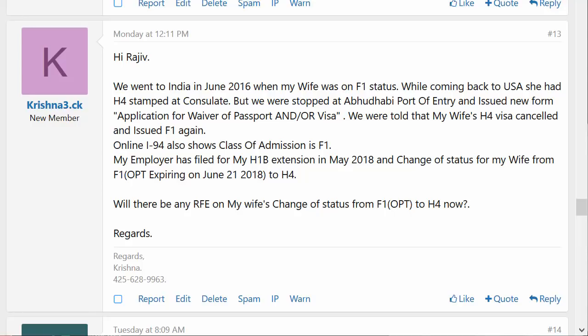Sorry, I missed one point. Before going to India, she changed from H4 to F1. She had just a change of status. So they mentioned that when you change status in the US, you should get that stamping rather than a new stamping. No, that's incorrect. That's your choice. You can get whatever stamping you want. This was somebody who did not understand the law at all. Unless there is something else here we don't know about, this is an absolutely illegal conversion. They can't do that.